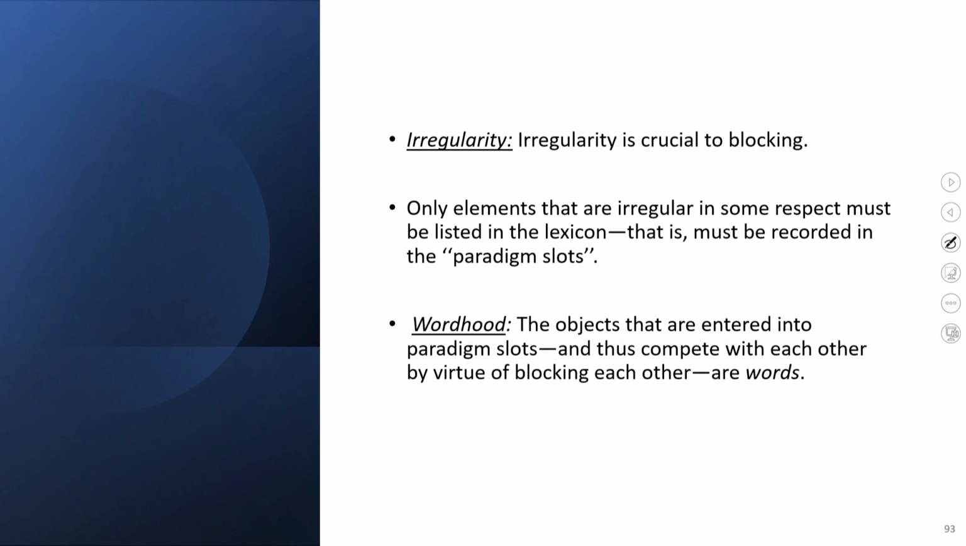Only elements that are irregular in some respect must be listed in the lexicon. So, this is again the same kind of structure that we talked about in terms of word and rule. Irregular forms will be part of the word; they are memorized, they are learnt as lexical entities rather than derived by using the rules. So, they must be recorded in the paradigm slots, that is what we saw just now.